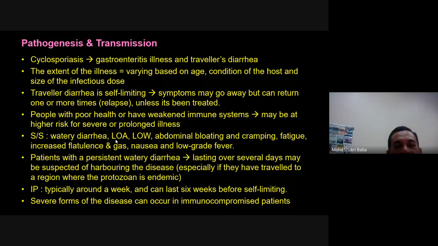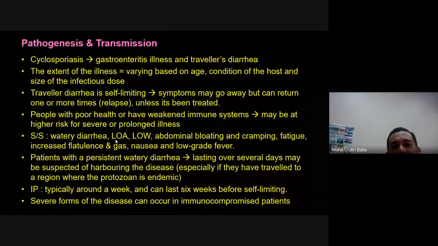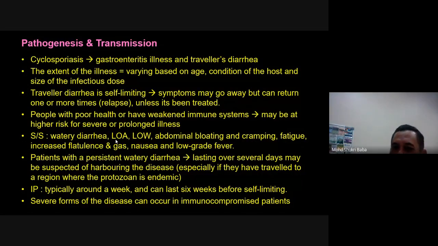Alright. Traveler's diarrhea is self-limiting, basically macam saya kata tadi, and symptoms may go away but can return one or more times, which we call relapse, unless sekali you dapat tu you terus treated. Alright, so basically kalau dia self-limiting dan you biarkan saja, it might have a potential to relapse, which is akan datang kembali. Alright. People with poor health or a weakened immune system may be at higher risk for severe or prolonged illness.